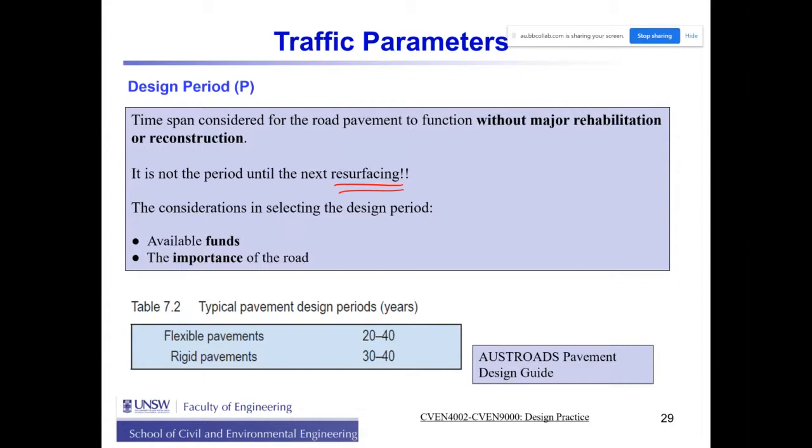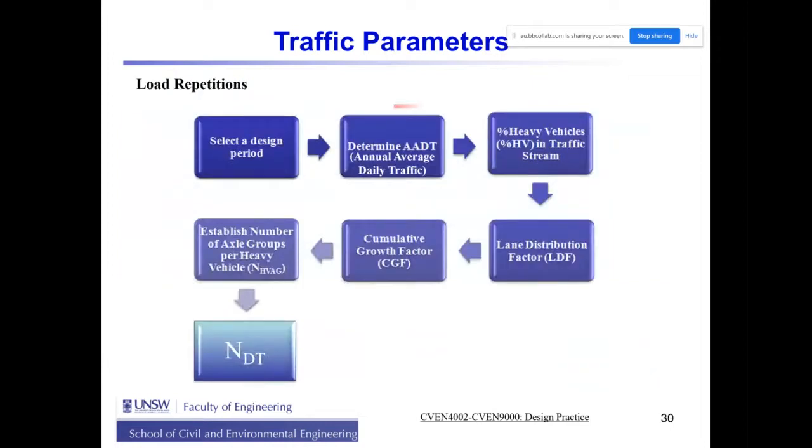How can we determine the design period? That depends on the importance of the road as well as the available funds. Here are the suggested values in Austroads. For flexible pavements, the design life is between 20 to 40 years. For rigid pavement, it is 30 to 40 years. So this is the first term.